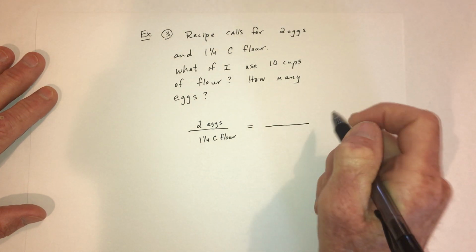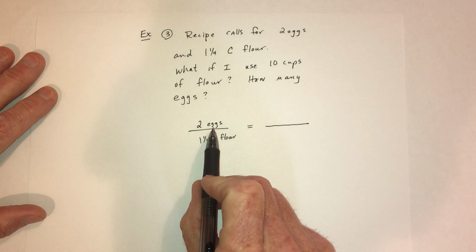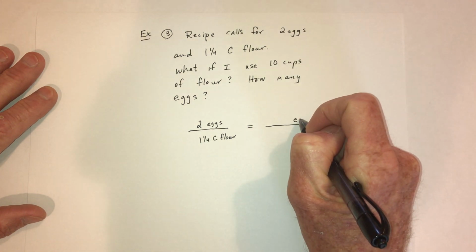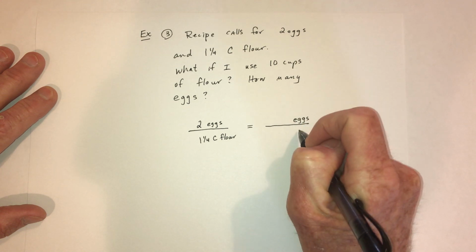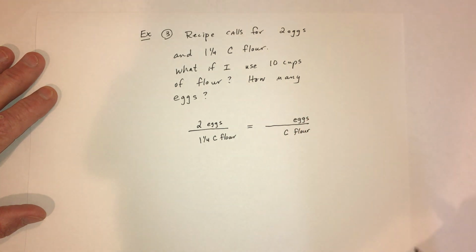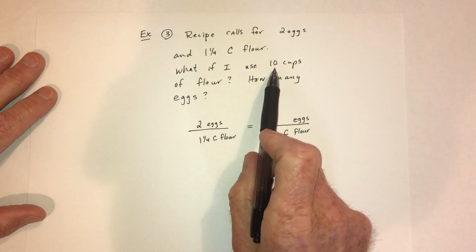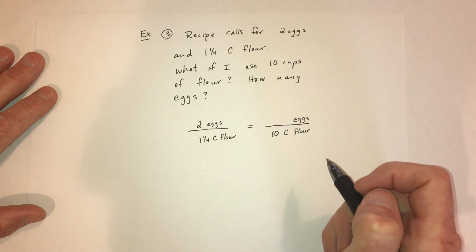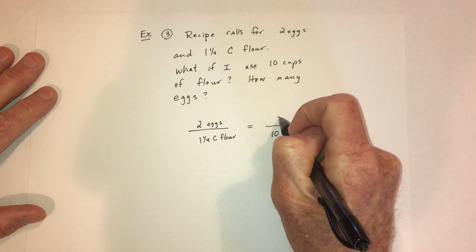Then make the next fraction. Now what does matter is I put eggs on top and flour on bottom. So over here, I also need to do the same, put eggs on top and flour on the bottom. And in this part, I said I'm going to use 10 cups of flour. And then what goes right here?